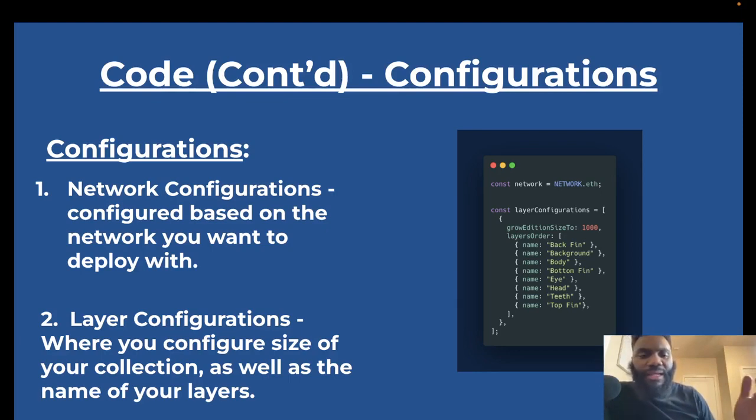Next you have the layer configurations, which is basically where you tell it the size. You see right here where it says grow edition size. This is the size of the edition that I want. You can set this to however many you want. I only set it to 1,000. I know a lot of people use 10,000, the 10K generative art collection, but I never really liked the 10K because I was like, man, that's a lot.